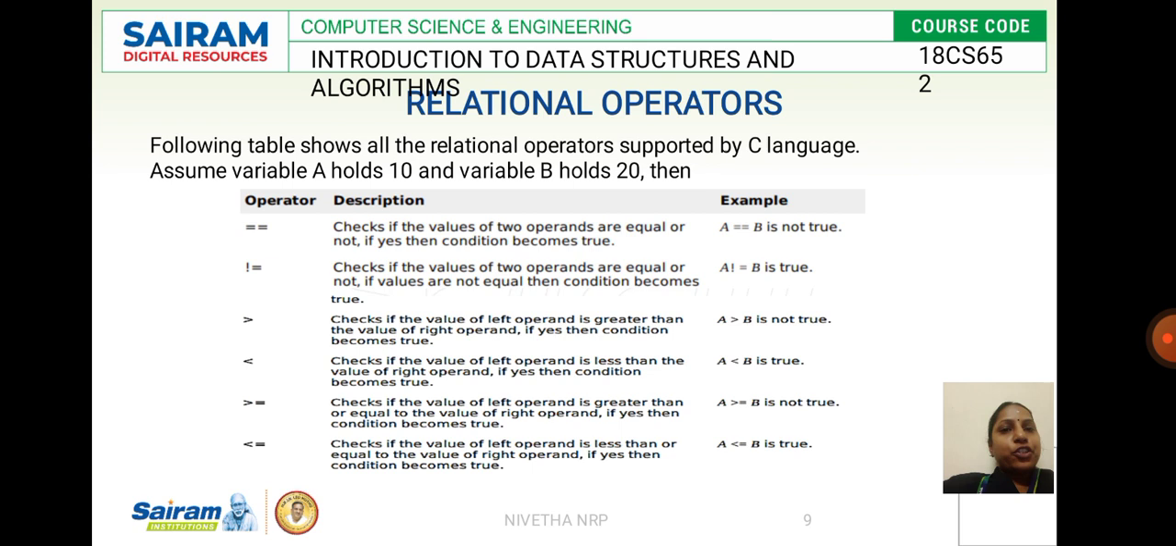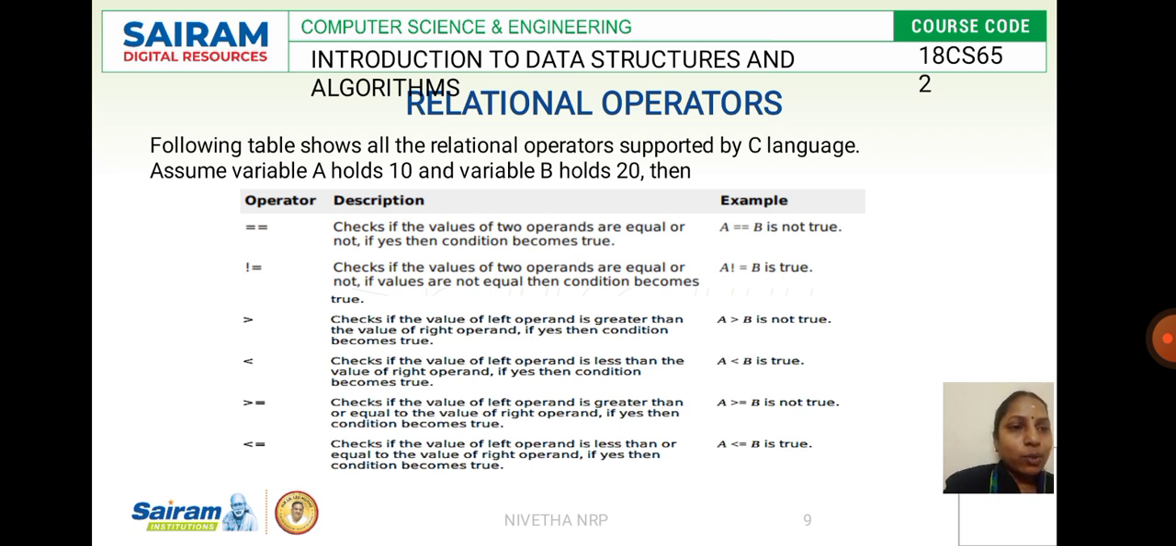Then, as relational operators, we have a few relational operators in the C program, that is, equal to. When you give one equal to symbol, it means that you are going to assign a value. If I give a is equal to 5, it specifies that I have initialized the value 5 to the variable a.